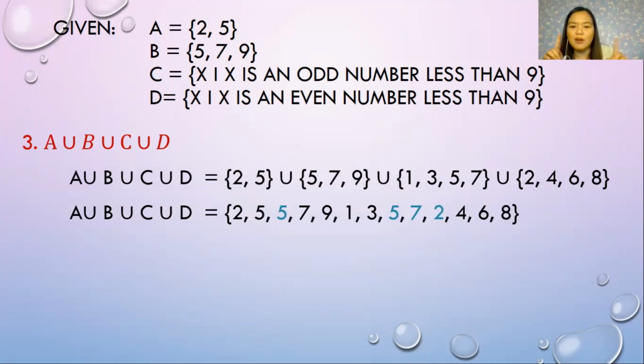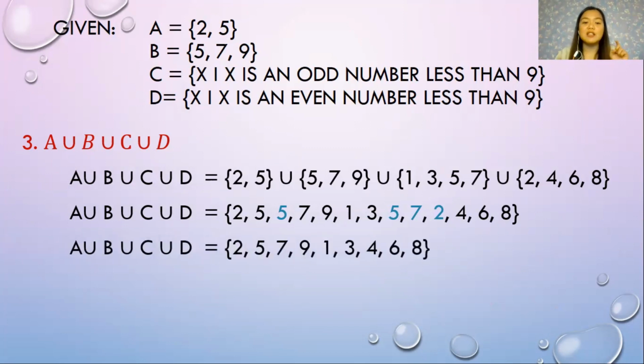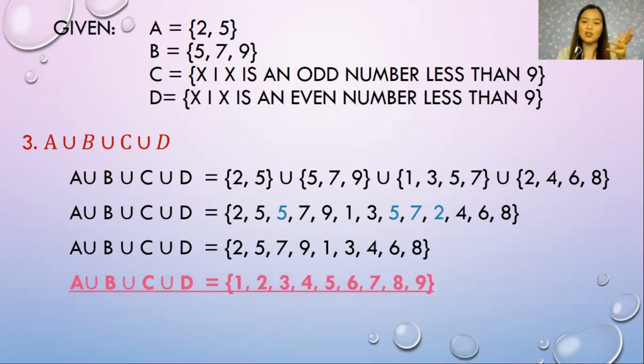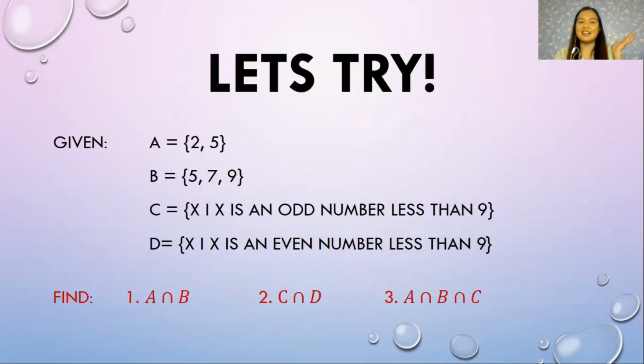You have 2, 5, 5, 7, 9, 1, 3, 5, 7, and 2, 4, 6, 8. And then, tanggalin na lang natin yung mga na-repeat na numbers kasi union yan. So, we have the union of A, B, C, and D is equal to 2, 5, 7, 9, 1, 3, 4, 6, 8. Pero, i-arrange natin yan for formality sake. And eto na yung answer. Basahin nyo na lang. Okay.